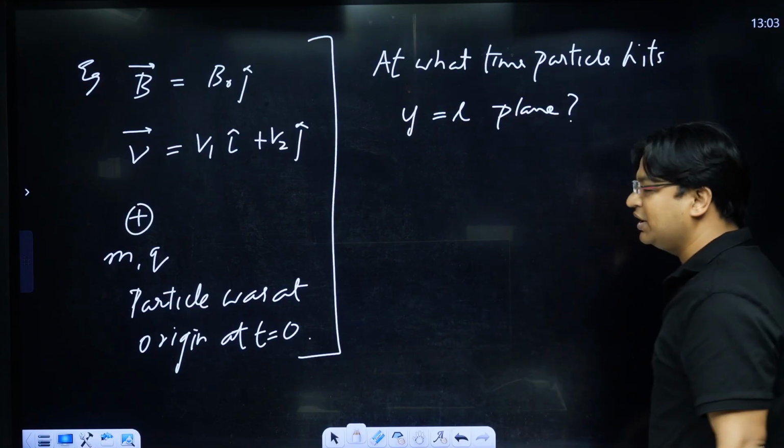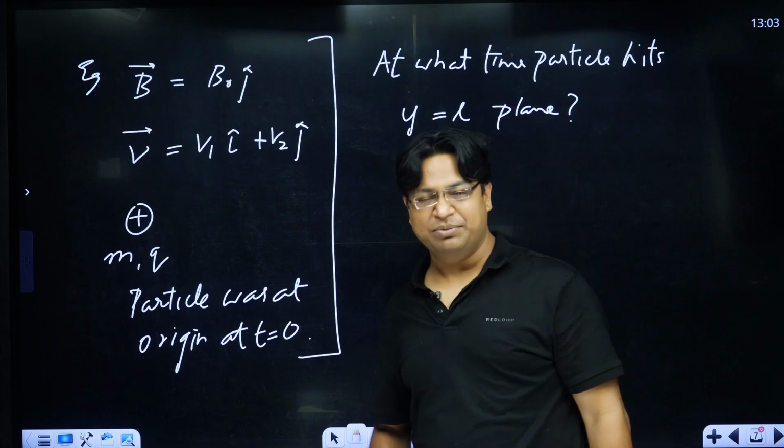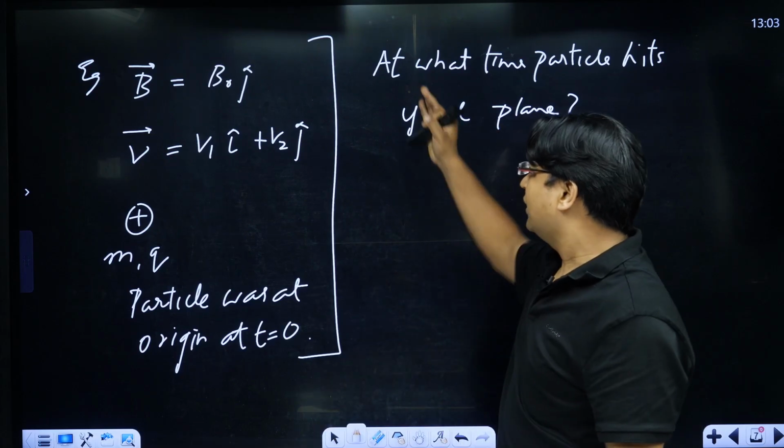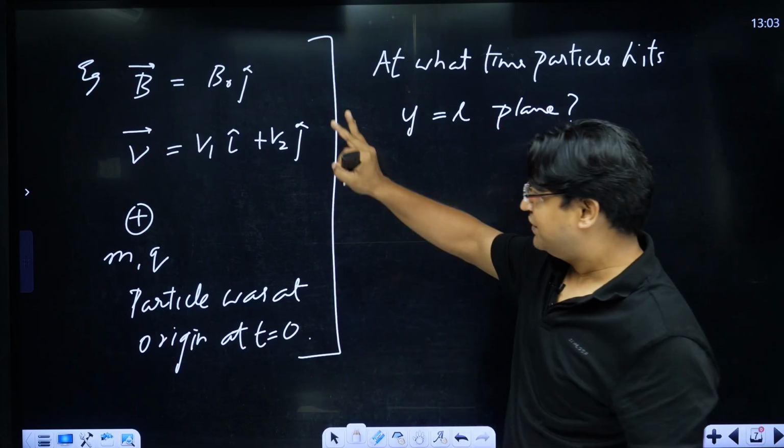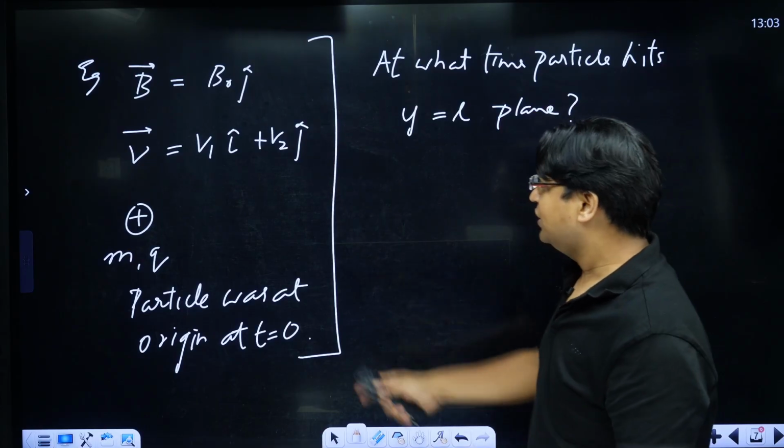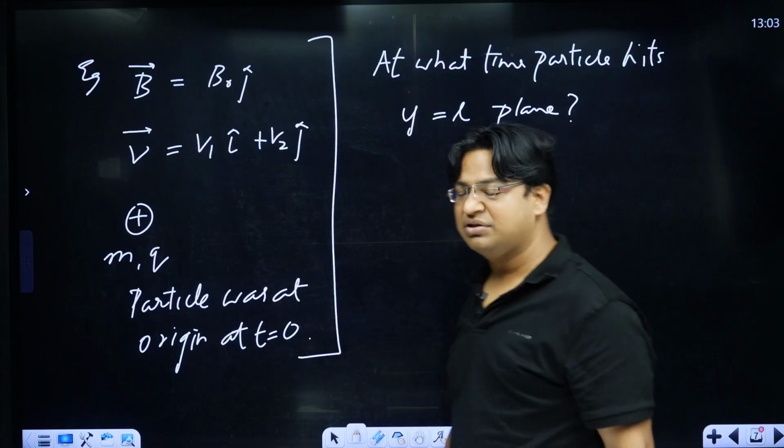Okay, now let's first solve this, then we may add some parts to it, but first let's try to solve this. Okay, now let's ignore what has been asked. Let's first analyze the situation. So according to the information given to us, the magnetic field is in the j direction.